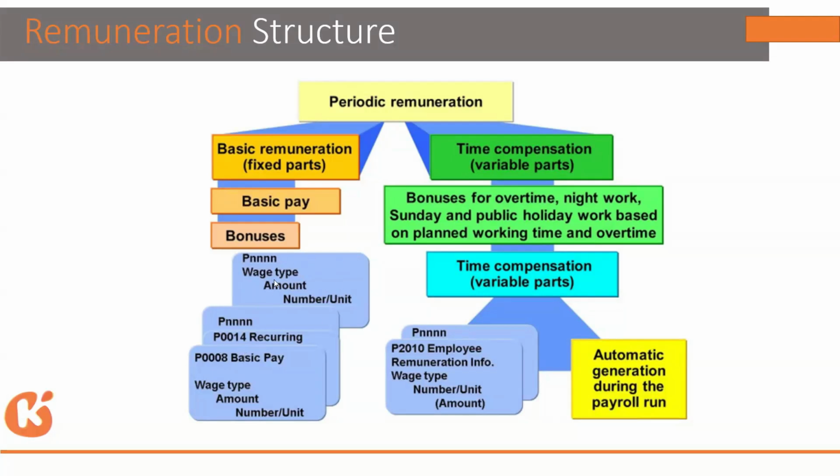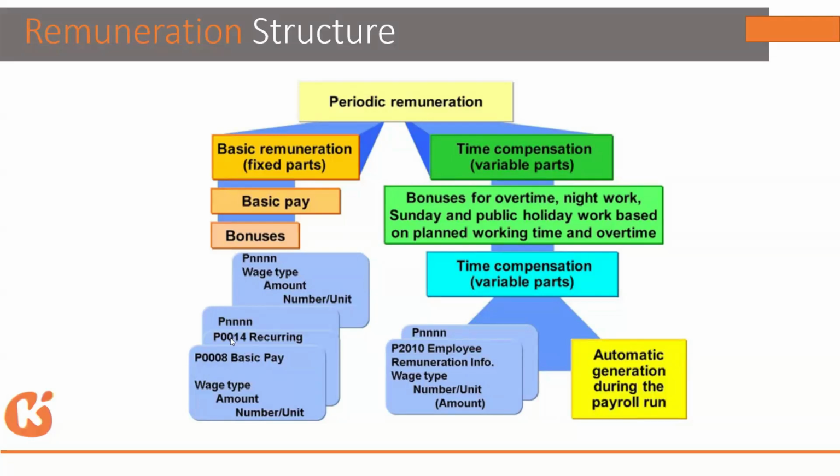Then whenever you have a particular infotype, you can see it showing up here as PNNN. This is nothing, it's just an infotype number. Whenever you have this P before your infotype, it means you're talking about a function. Correct. All right. So like this, you will have to understand.